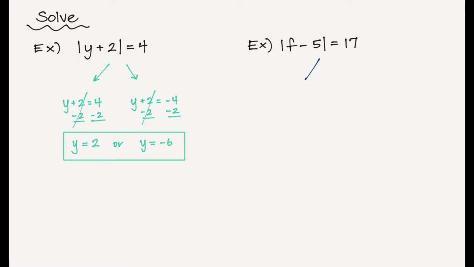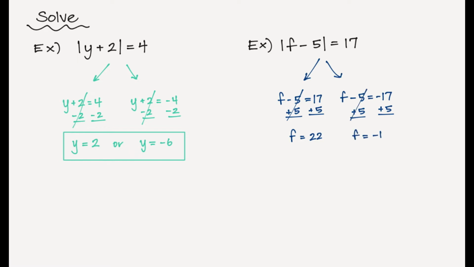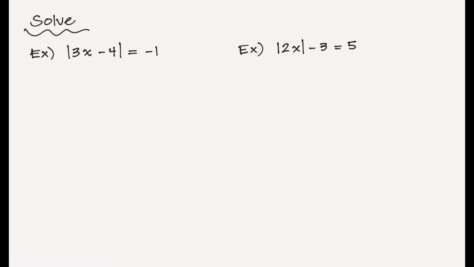Let's go ahead and do the second one, and let's split it up. f minus 5 is equal to 17, but also f minus 5 is equal to negative 17. I can add 5 to both sides of my equation, and I find that one solution, f is equal to 22. When I add 5 to both sides of the second equation, I find that f could also be equal to negative 12. So when I plug both of those into the equation above, they would each give me 17.